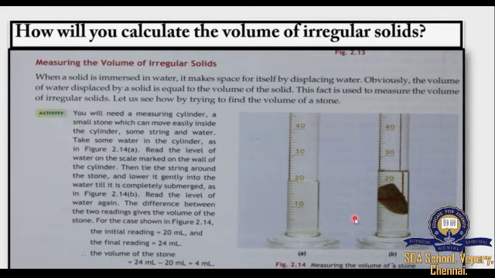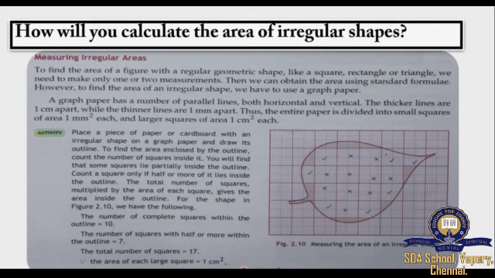For the case shown in figure 2.14, the initial reading is 20 ml, that is 20 milliliter, and the final reading is 24 milliliter. The volume of the stone is equal to 24 milliliter minus 20 milliliter, which is equal to 4 milliliter. So we found the volume of the stone as 4 milliliter. We will move on to our next question. How will you calculate the area of irregular shapes?